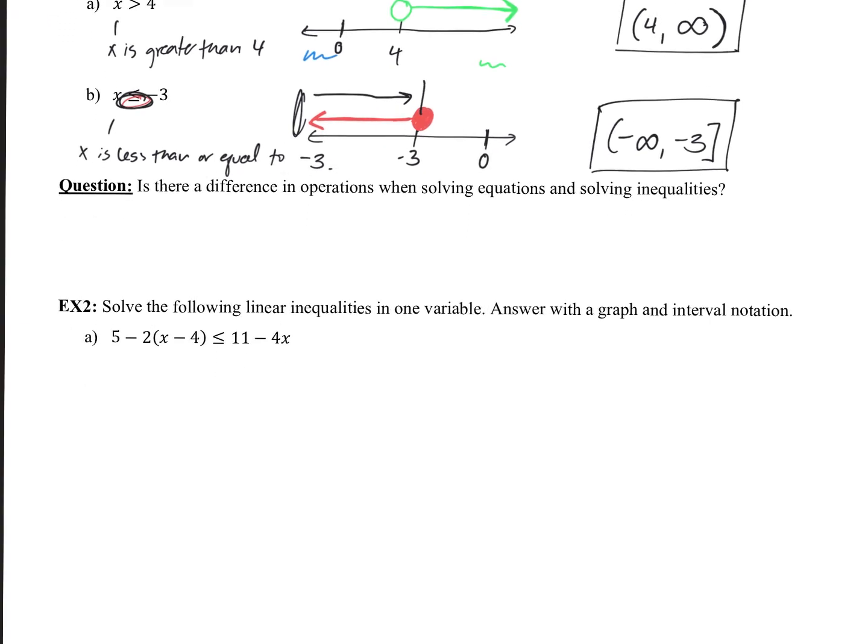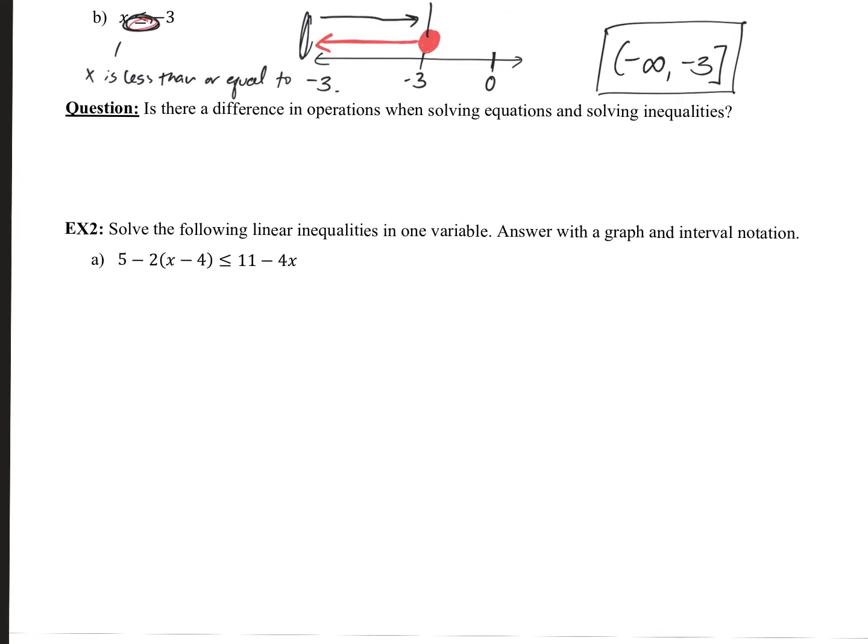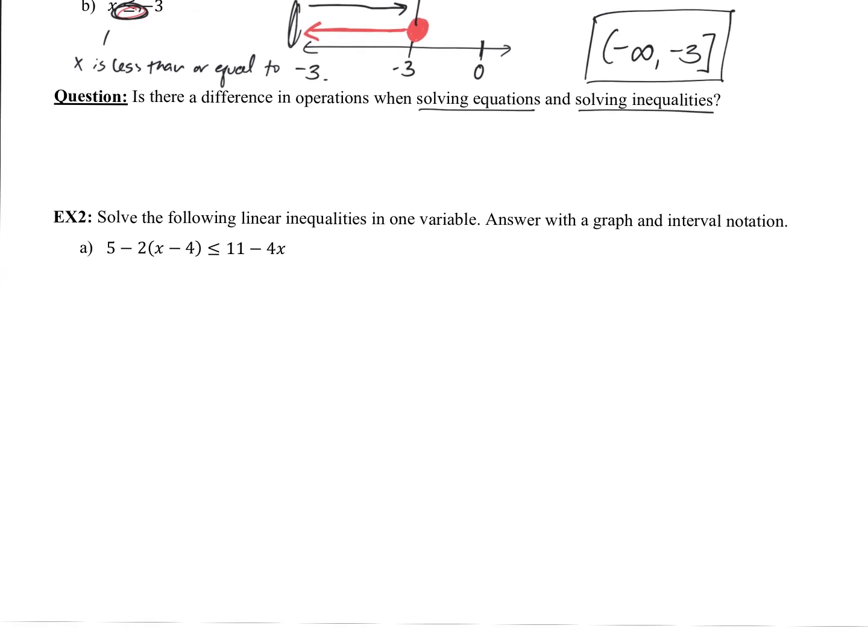So here's a question. Is there a difference in operations when solving equations and solving inequalities? Well, there is one major difference, and the answer is going to be yes, if we multiply or divide by a negative. This is the only difference.